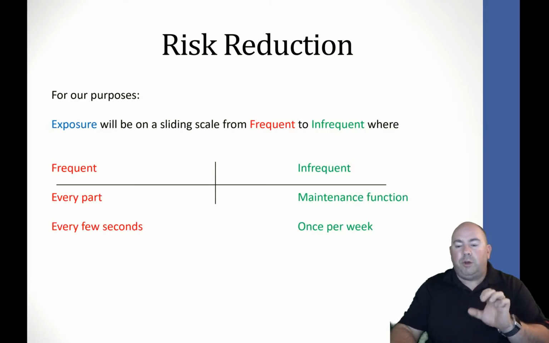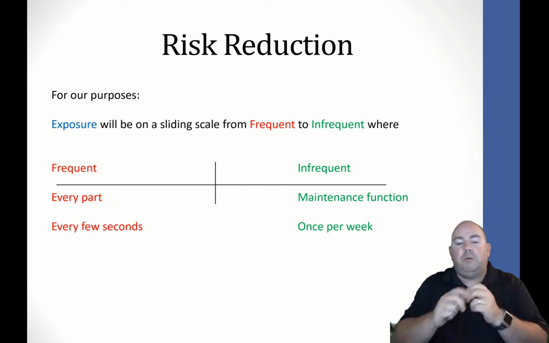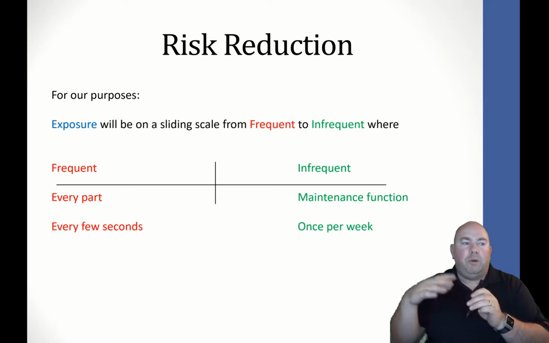Exposure, the frequency of exposure, we're calling this frequent or infrequent. When we say frequent, we're talking about, in the case of a machine, if you are required to do something every few seconds or every part. So for example, if you are running a punch press and you need to reach in and grab and pull a part out every single time that press hits, that would be frequent. Okay?